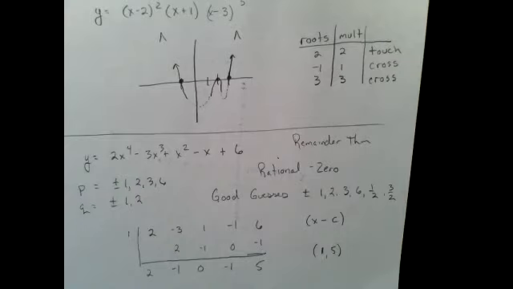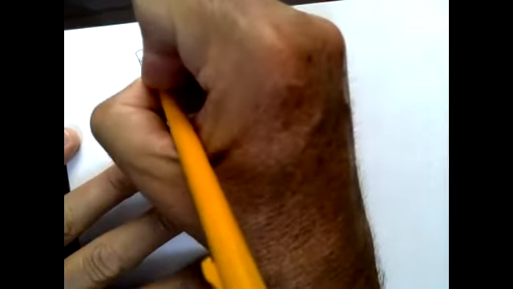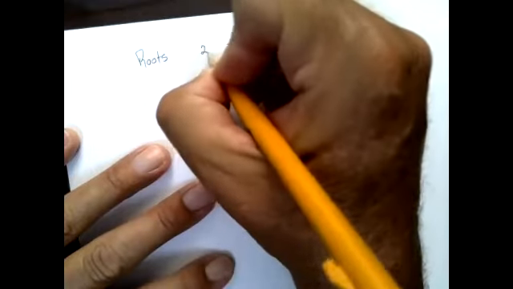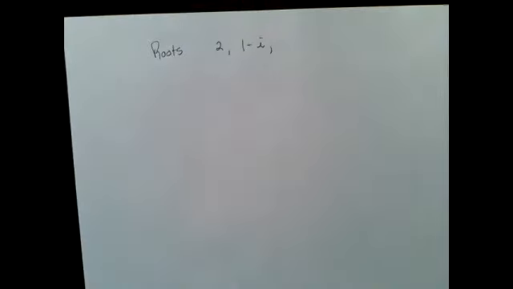And we did some problems with the rational zero theorem, and we talked about graphing and things like that. If I told you my roots, my x-intercepts, one of them was at 2, and the other one was at 1 minus i, I know there has to be another one, don't I? Where would that other one have to be?